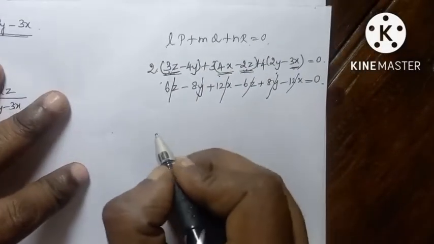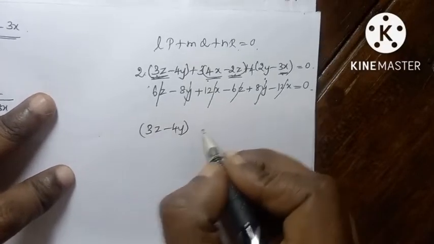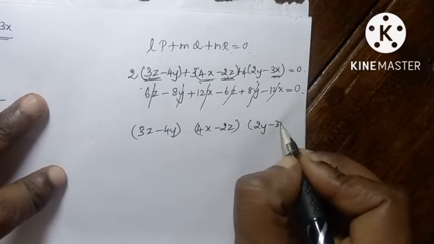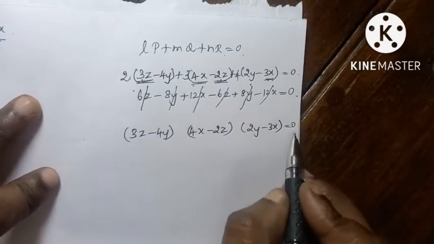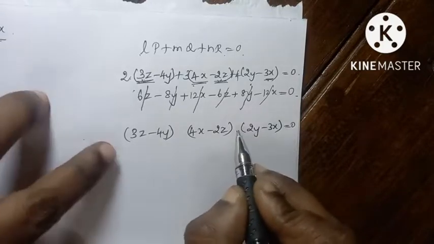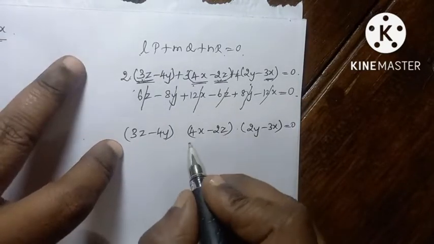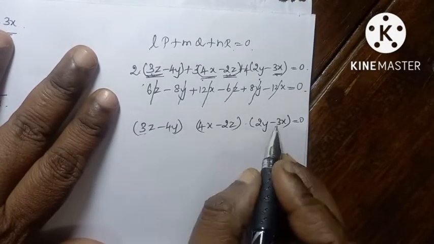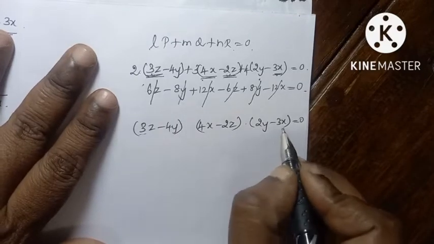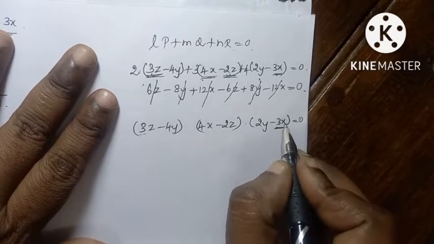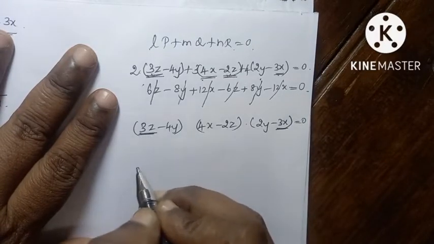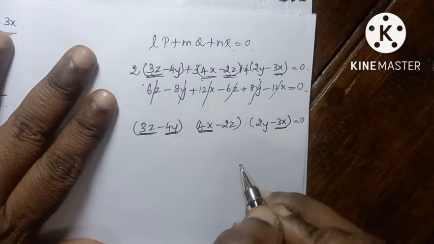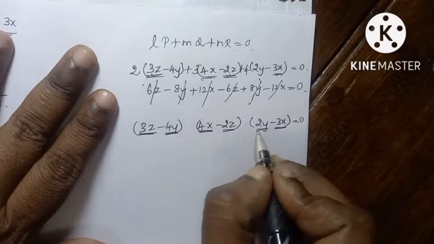You can take the same 3z minus 4y, 4x minus 2z, 2y minus 3x equal to 0. The answer must become 0. So for what l, m, n will it be 0? First I went through the constants 3, 4, 2. Now I go through the functions. With 3 I have x, with 3 I have z. With 4 I have x, with 4 I have y. With 2 I have z, with 2 I have y.